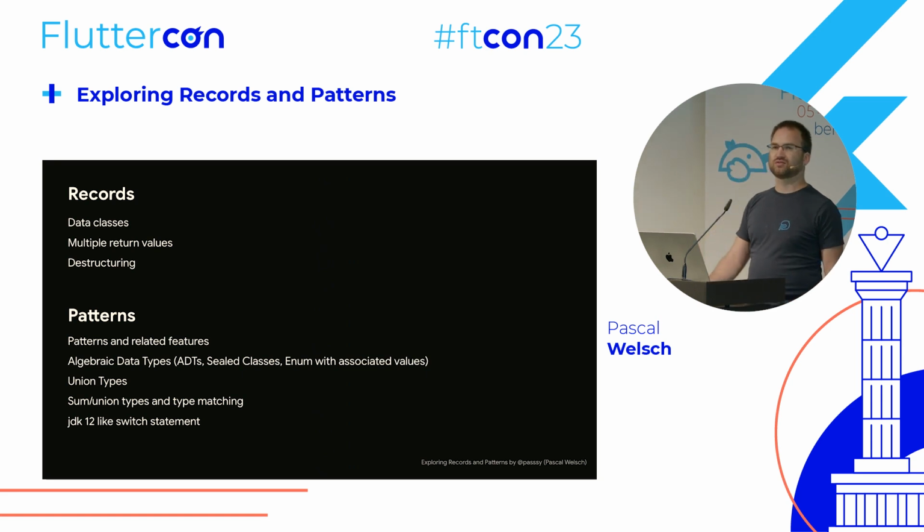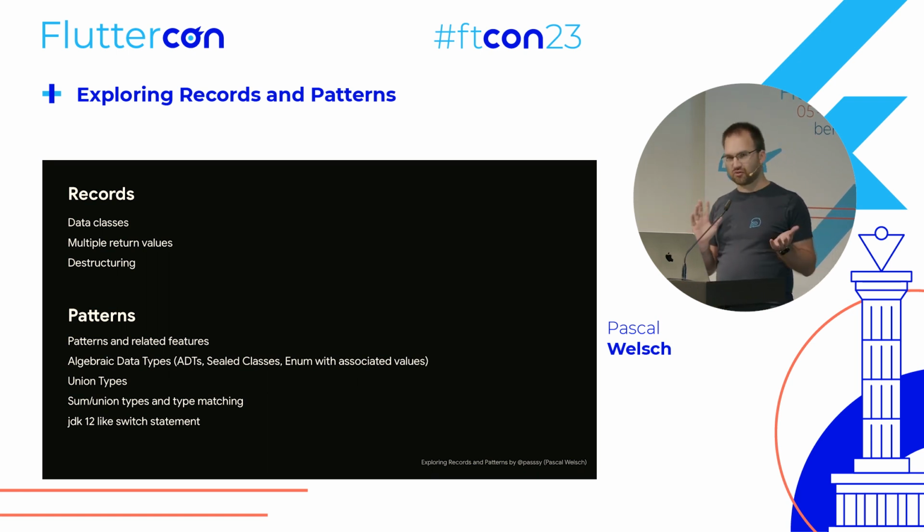Let's summarize what those features actually are, or what kind of issues are related to them. First of all, we want data classes. This is the number one upvoted issue of all. Records don't cover this entirely, but halfway. They definitely allow us to return multiple values and allow us to destructure them, and we will come to that later.